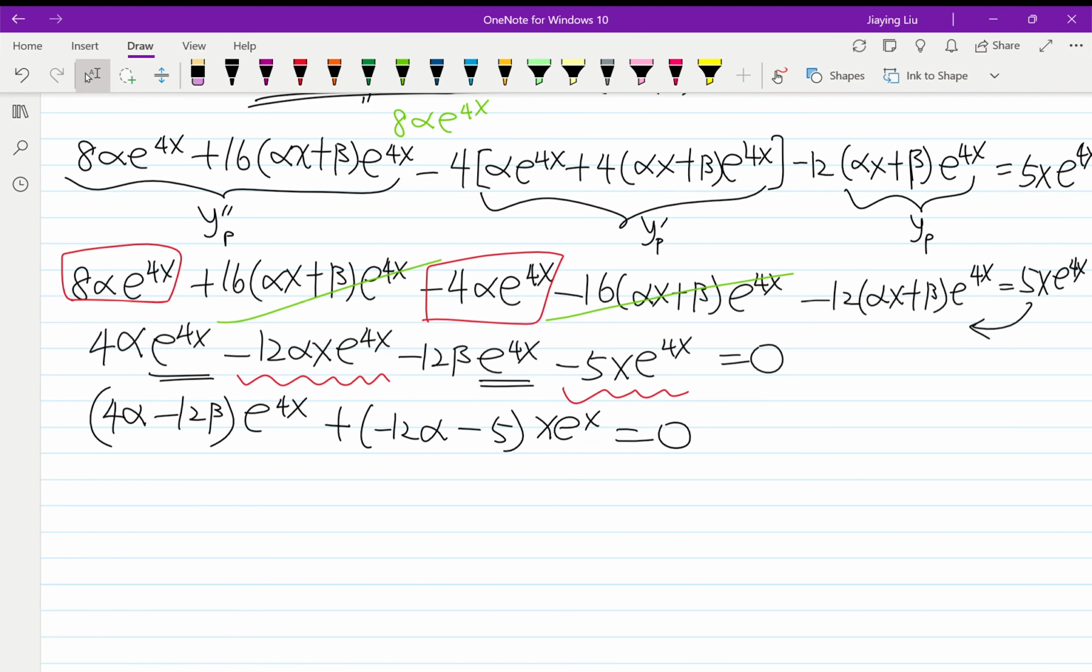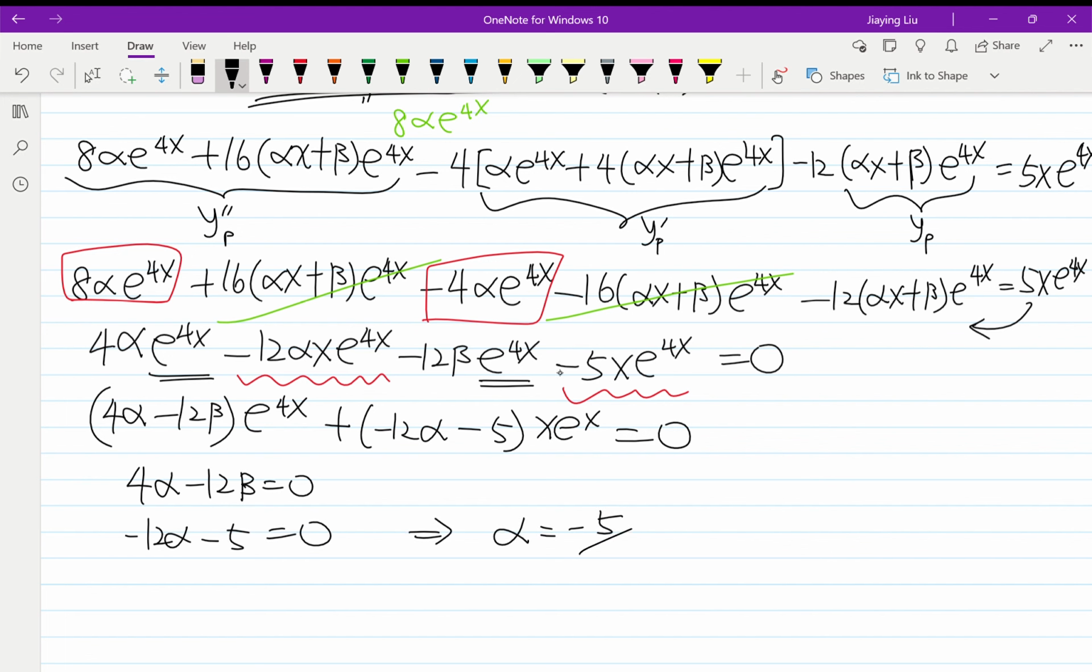And this is like what we did before, right? If we have the right-hand side equals 0, then this equation is only true for any x if the two parentheses become 0. So we get 4 alpha minus 12 beta equals 0, and negative 12 alpha minus 5 equals 0. We can solve for alpha, which is negative 5 over 12. Beta, I don't know what beta is. I'm just going to leave it for you to find out. So, negative 5 over 3 divided by 12. Negative 5 over 36, I think. Double check.